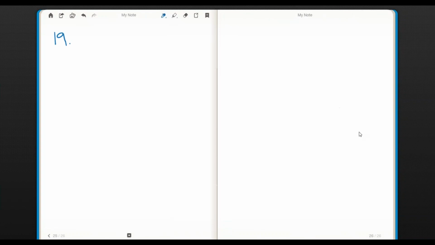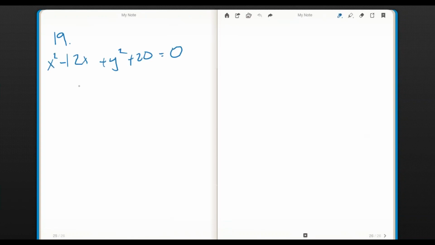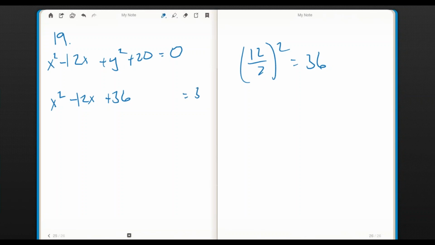Number 19. Continuing with this, it's practicing the same thing. x squared minus 12x plus 36. If you need more explanation, 17 and 18 are on here, but we're going to do 12 divided by 2 squared. 6 squared is 36. I'm going to add it to both sides.